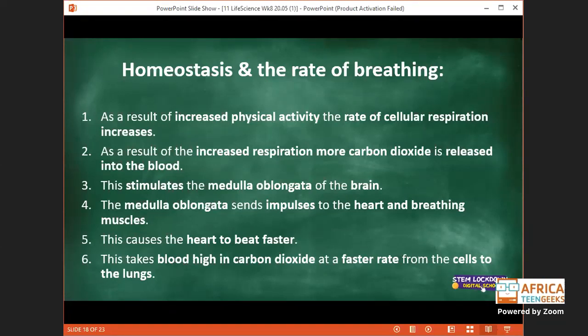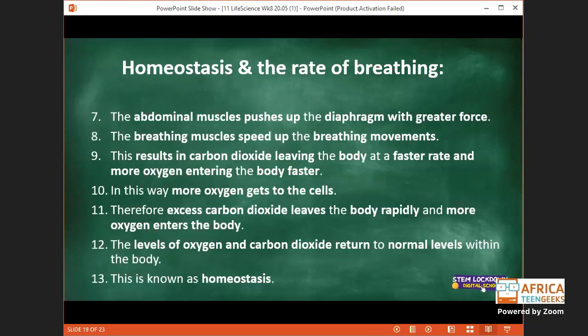And then this causes the heart to beat faster. And this takes blood high in carbon dioxide at a faster rate from the cells to the lungs. Then the abdominal muscles push up the diaphragm for greater force. Then the breathing muscles speed up the breathing movements. And then this results in carbon dioxide leaving the body at a faster rate and more oxygen entering the body faster. So both the exhalation of carbon dioxide and the inhalation of oxygen happen at a faster rate.